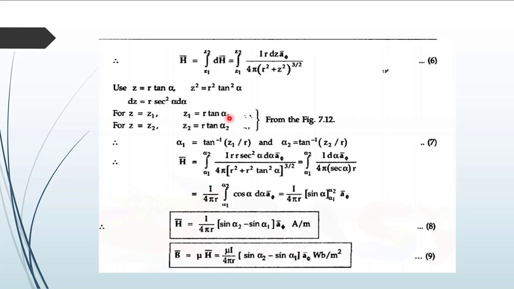So alpha 1 is equal to what? Tan inverse of z1 upon r. And alpha 2 is tan inverse of z2 upon r.